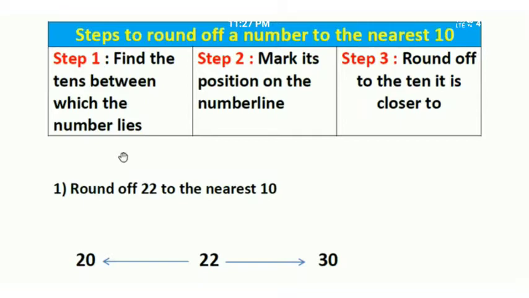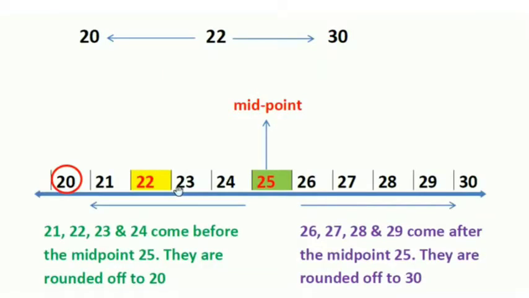Round off 22 to the nearest 10. The number 22 lies between 20 and 30. Now we have to write the numbers on the number line: 20, 21, 22, 23, 24, 25, 26, 27, 28, 29, 30. The midpoint of the number line is 25.